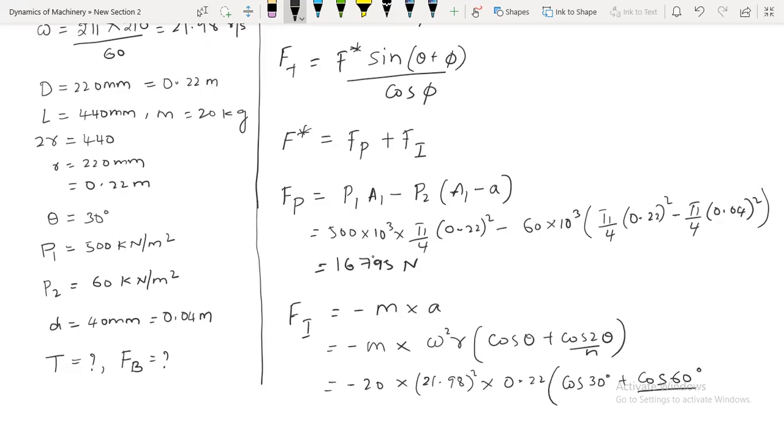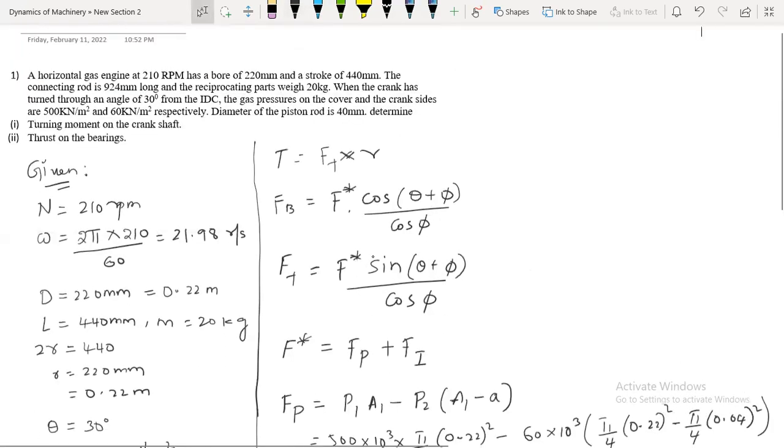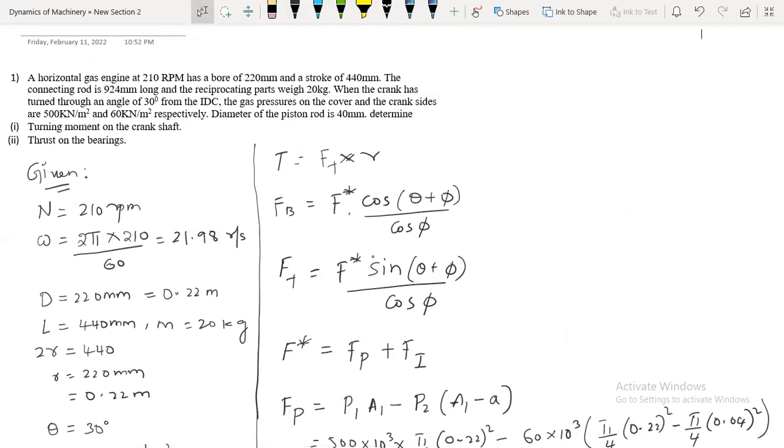Divided by n. So what is n here? n is the ratio of the length of the connecting rod to the radius of the crank. So how much is L given? Small l is given, that is the length of the connecting rod. The length of the connecting rod is given as 924 mm.